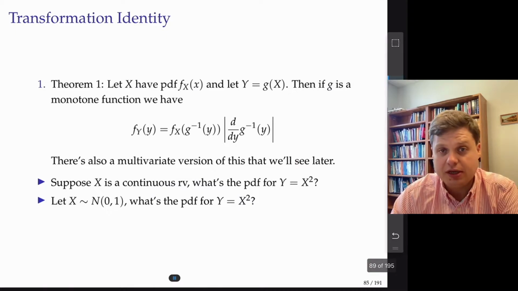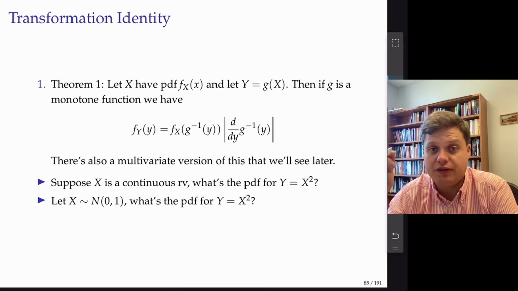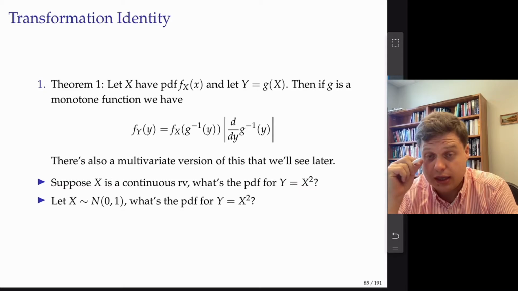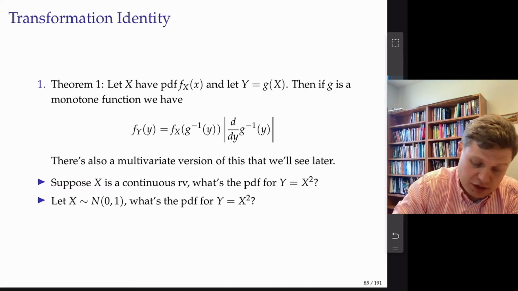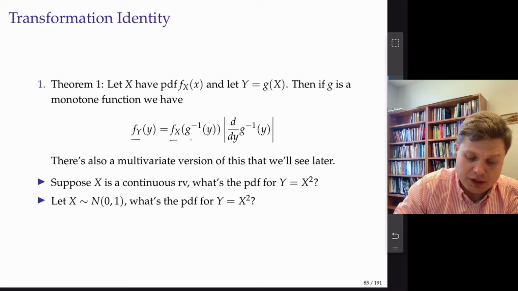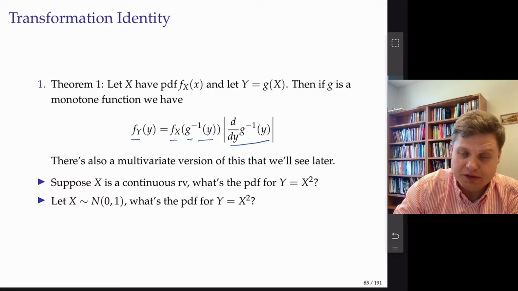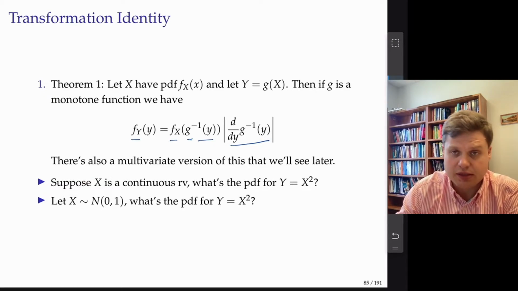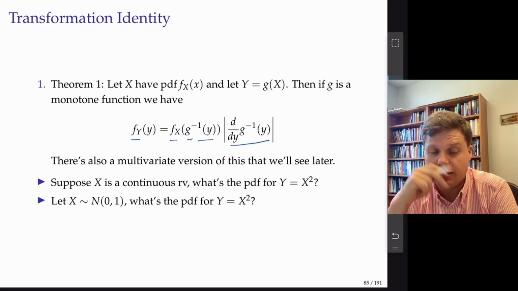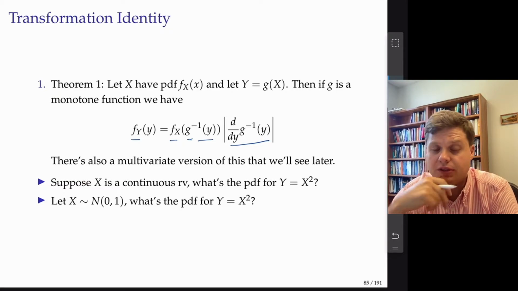So the first theorem is, let's say that X has density function small f of x, and Y is the transformation, Y equal g of X, and g is a monotone function. Then the density function of Y equals the density function of g inverse of y times the absolute value of the derivative of g inverse with respect to y. And there is a multivariate version of it. Instead of the absolute value of the derivative of the inverse, we'll just have a Jacobian there.